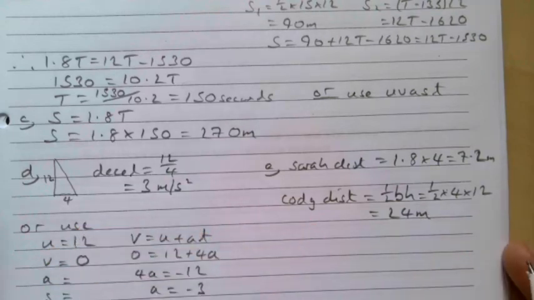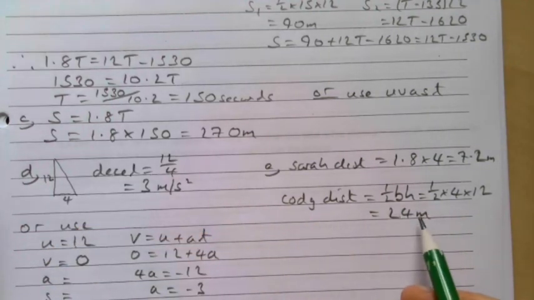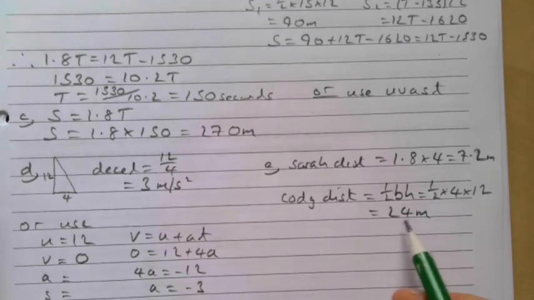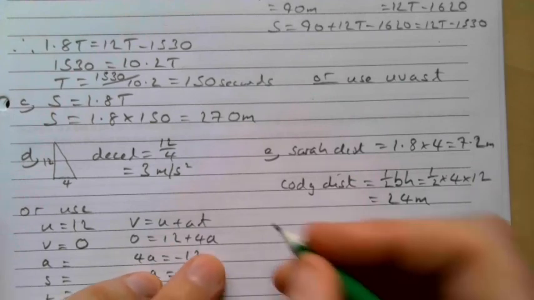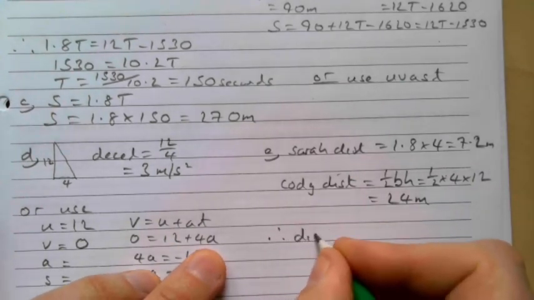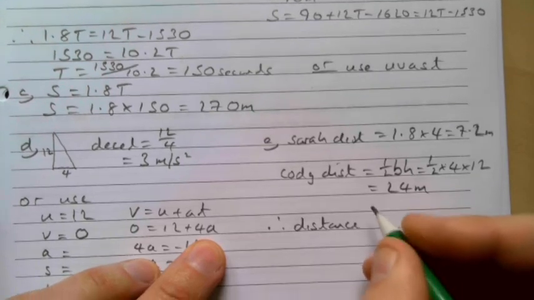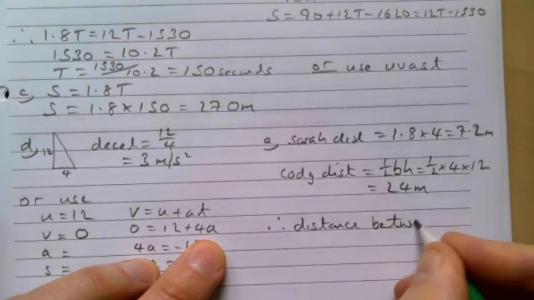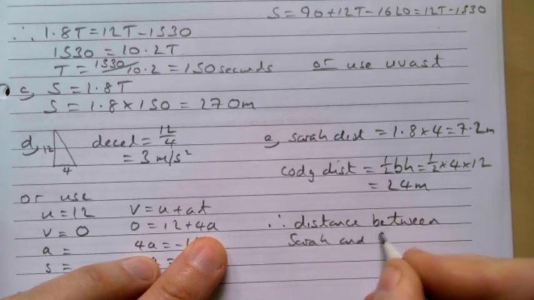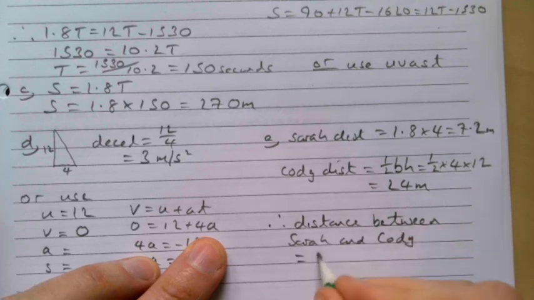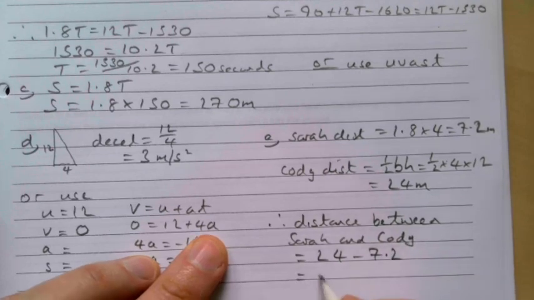As I said, you can use uvast for this. U, V, A, S and T will give you the same thing, and if S equals a half, U plus V upon T, we'll get there. So the distance between them, if Cody's travelled 24 and Sarah's travelled 7.2, you subtract those. It is equal to 24 minus 7.2 equals 16.8 meters.